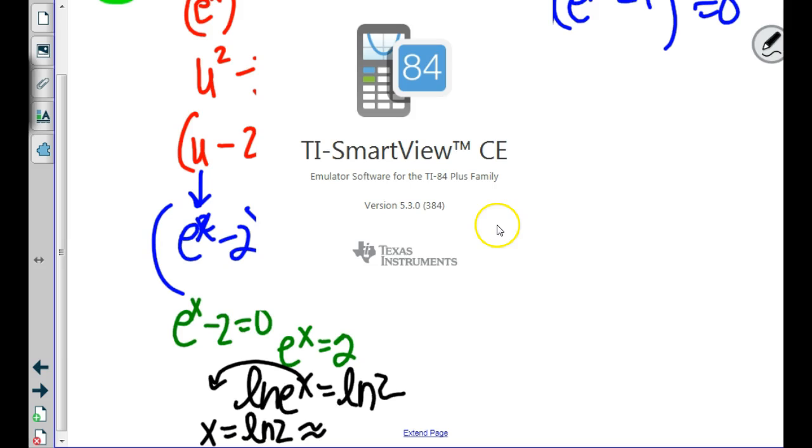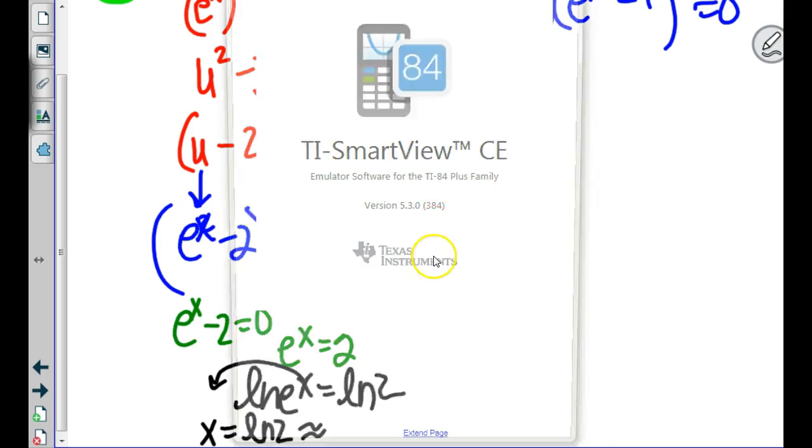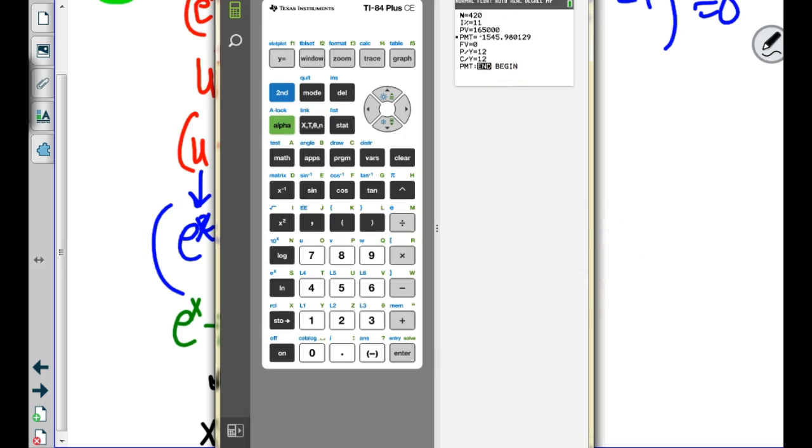Anybody have ln of 2 that can type real fast? I don't have my calculator on yet. Okay. Can you give me one more place?